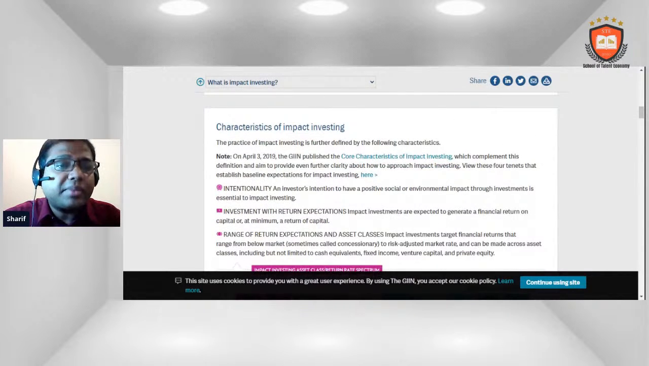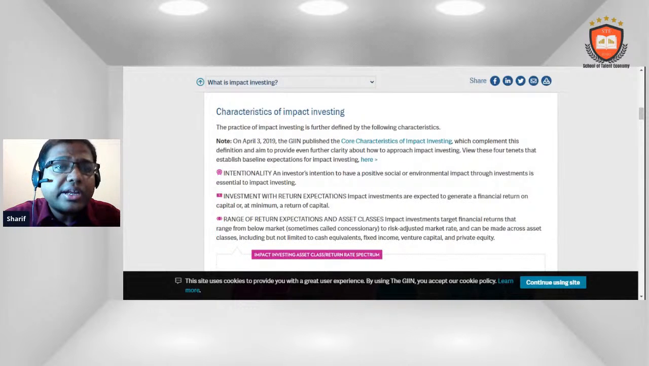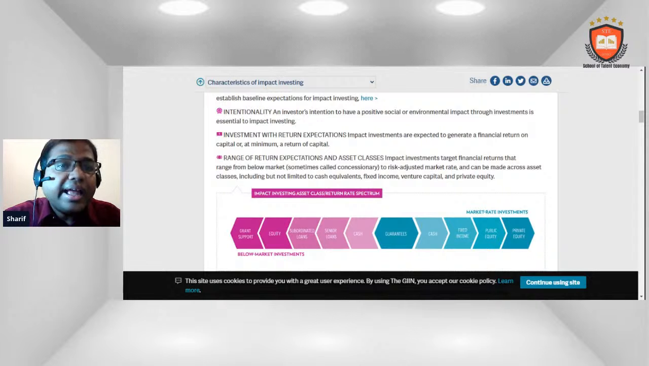Characteristics of impact investment. The practice of impact investment is further defined by the following characteristics. On April 3, 2019, the GIIN published core characteristics of impact investment, which complement these definitions and aim to provide even further clarity about how to approach impact investing. Intentionality: an investor's intention to have a positive social and environmental impact through investment is essential to impact investing.